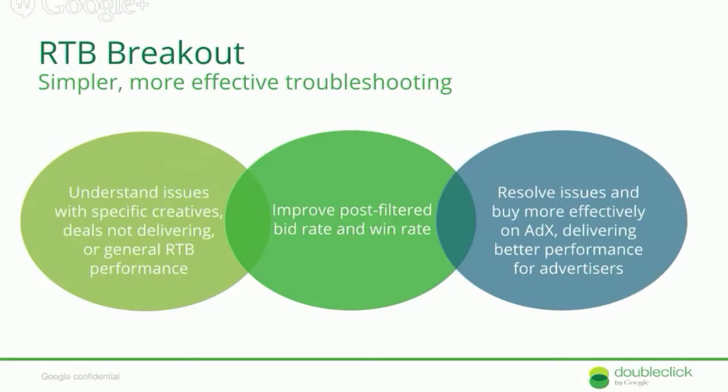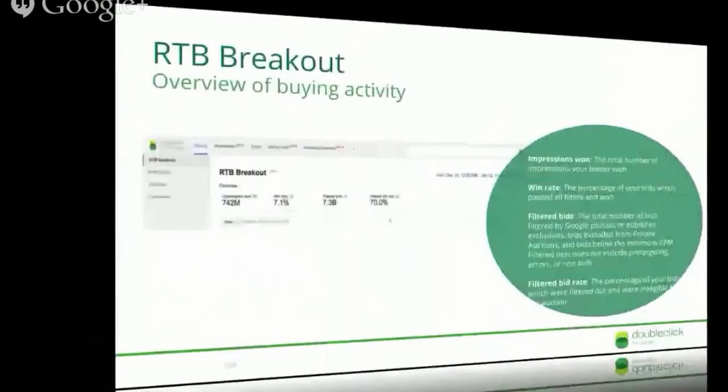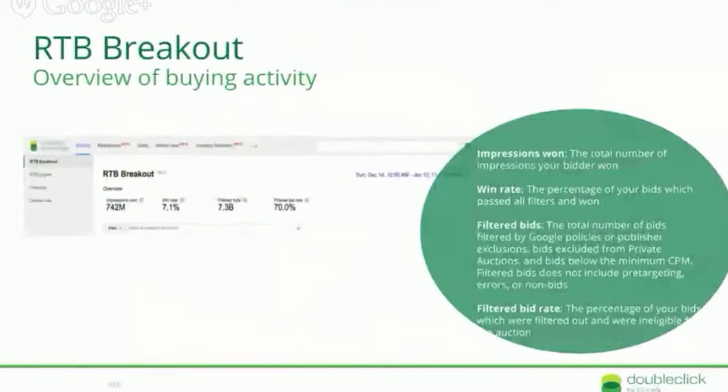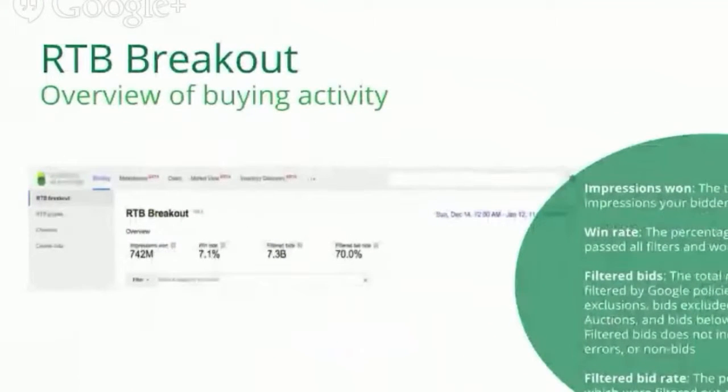At the very top of RTB Breakout, so if you log into your ADDX buyer account, on that top nav, the leftmost tab is called bidding. If you click on bidding, the first sub-nav option is called RTB Breakout, and this is what we're talking about.